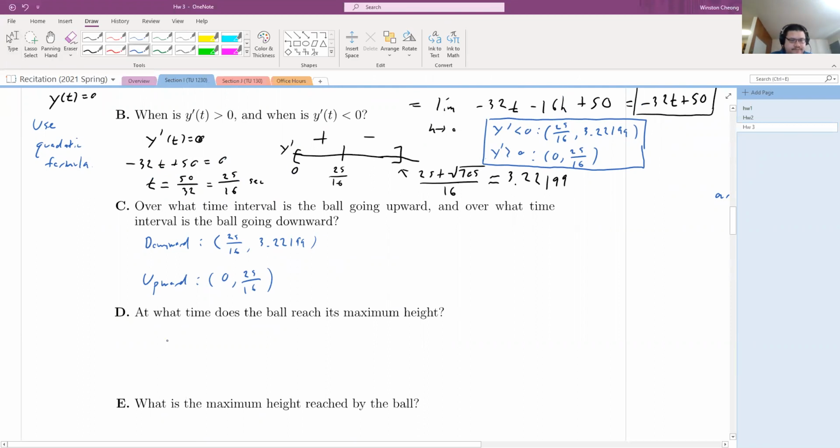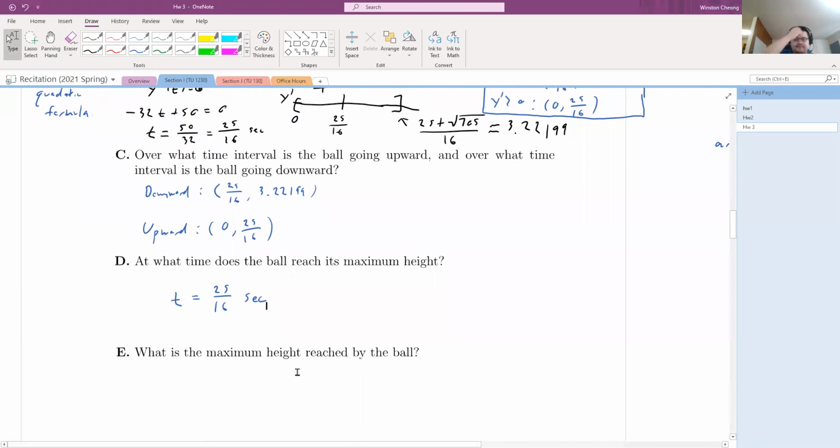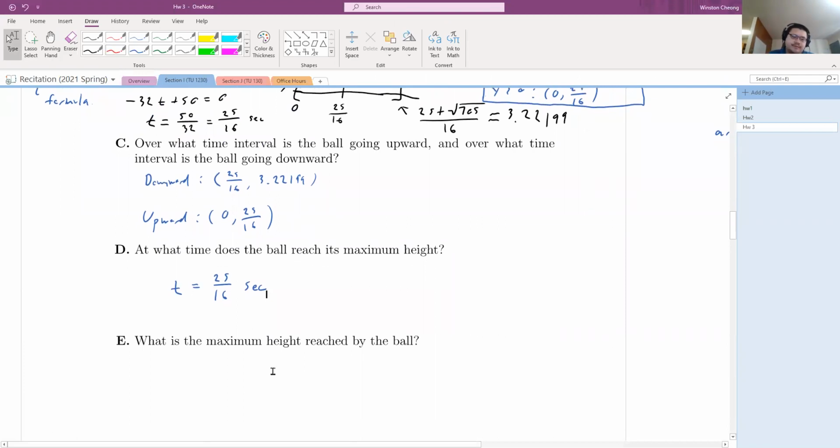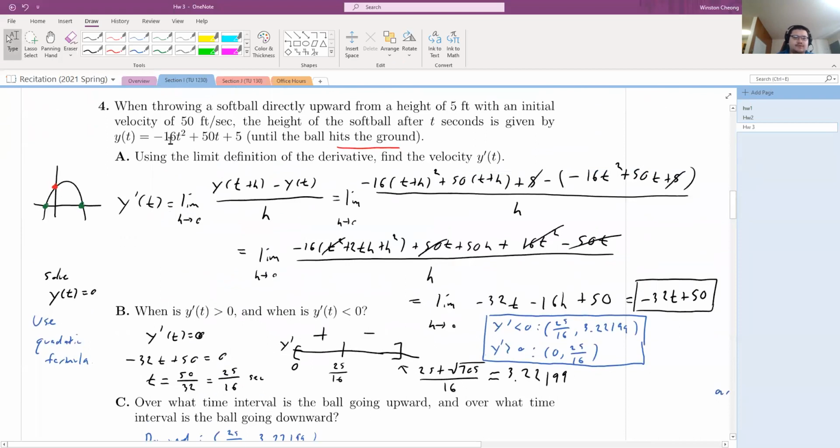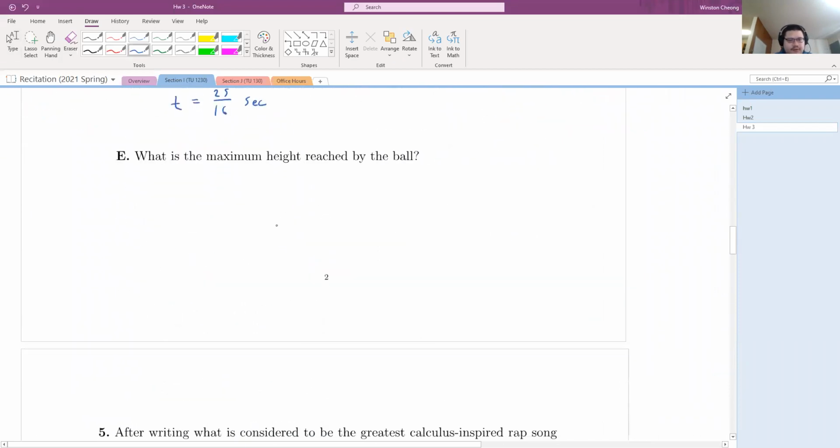And so we can answer this as, I'll just keep using blue, that's fine, t is equal to 25 over 16 seconds. That time is precisely when the ball is at the vertex of the parabola. All right, and then for the maximum, what is the actual height? So how do we do this? Well, you take that time that you know it's at, you've got this function, you plug in. That's all you need to do.